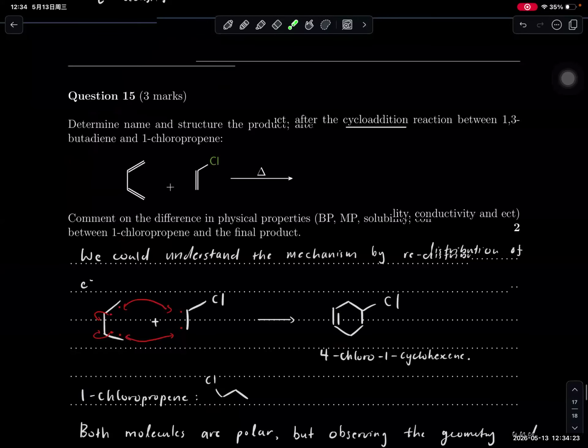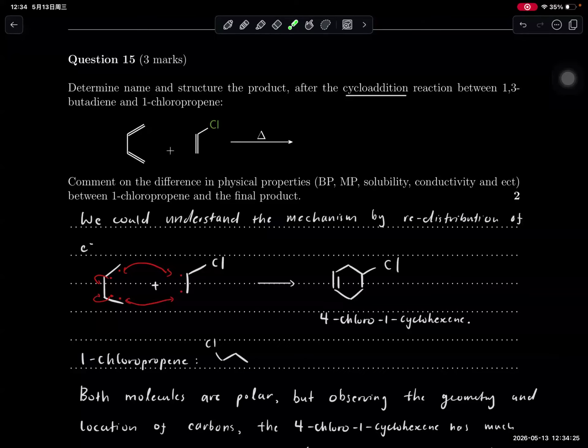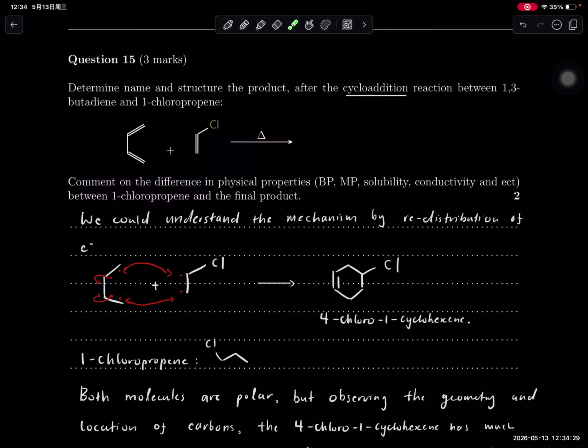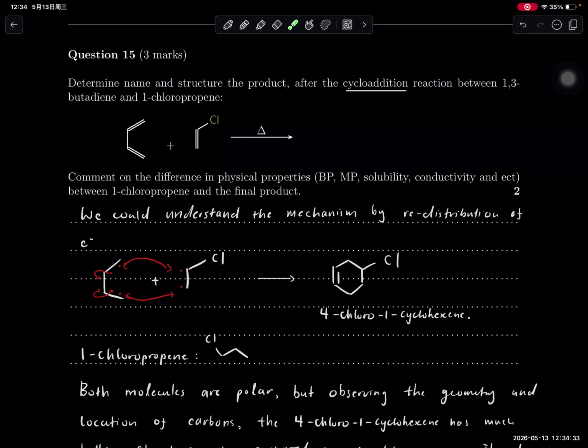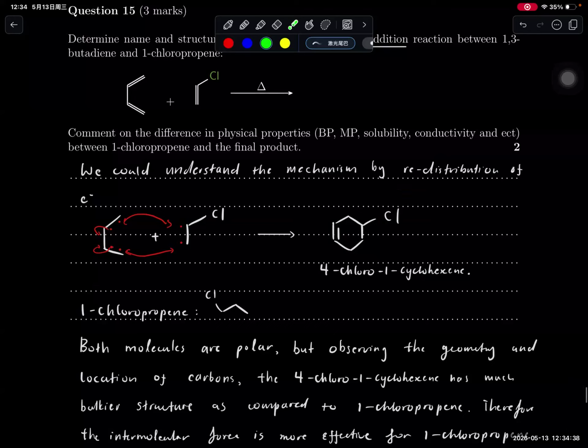Question 15. This one assesses a much more advanced addition reaction. It's called cycloaddition, right? So we form a ring. You need 3 double bonds, and the idea is we need to relocate those electrons. We could understand the mechanism by just drawing this picture.